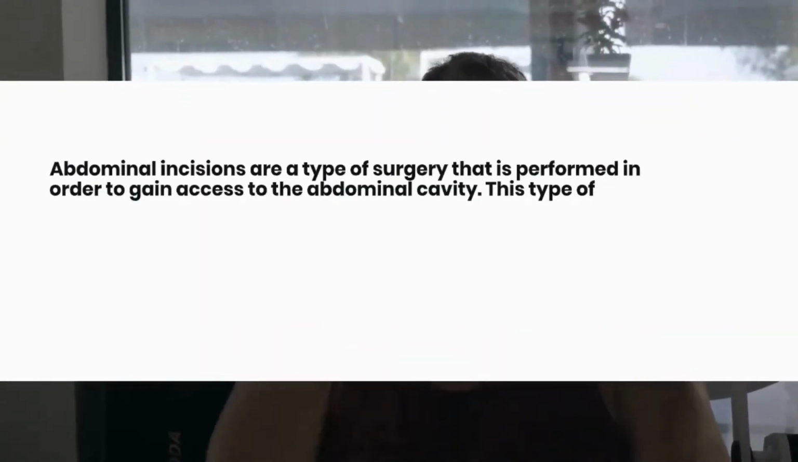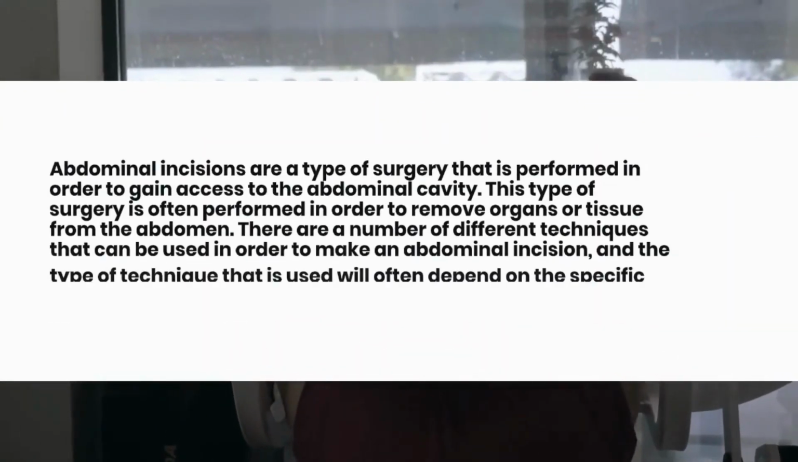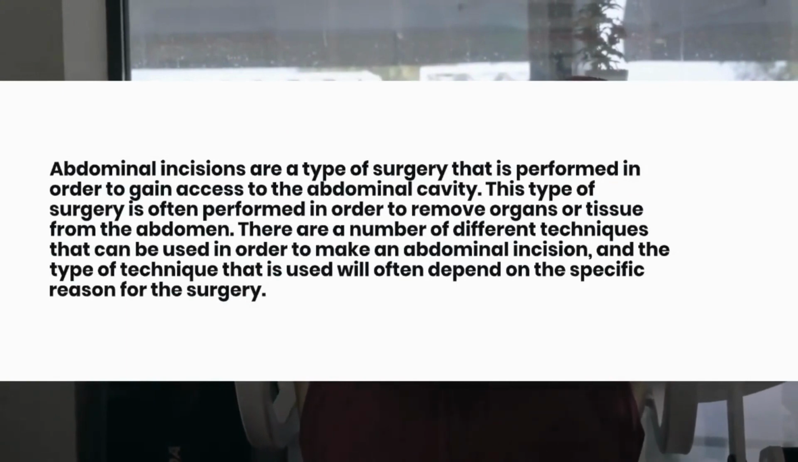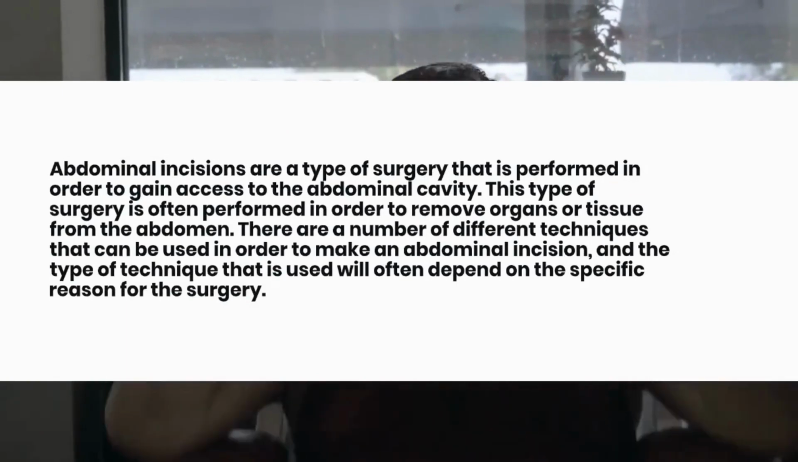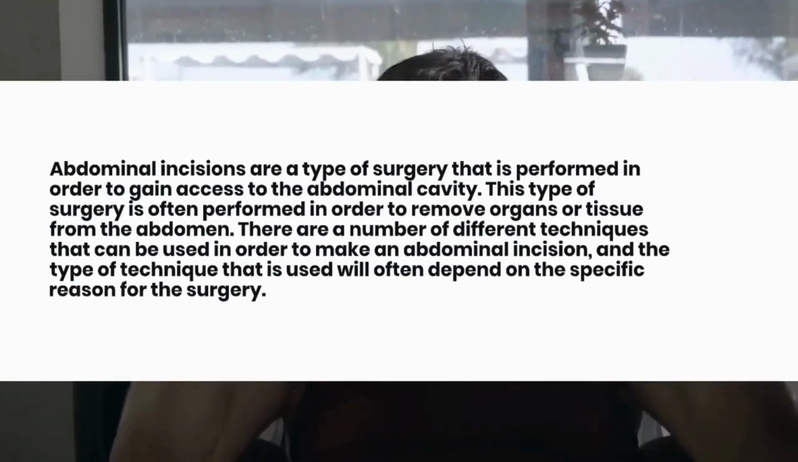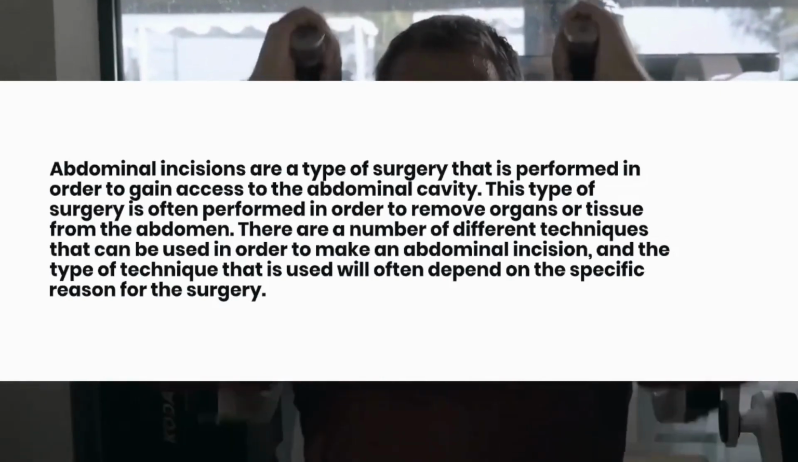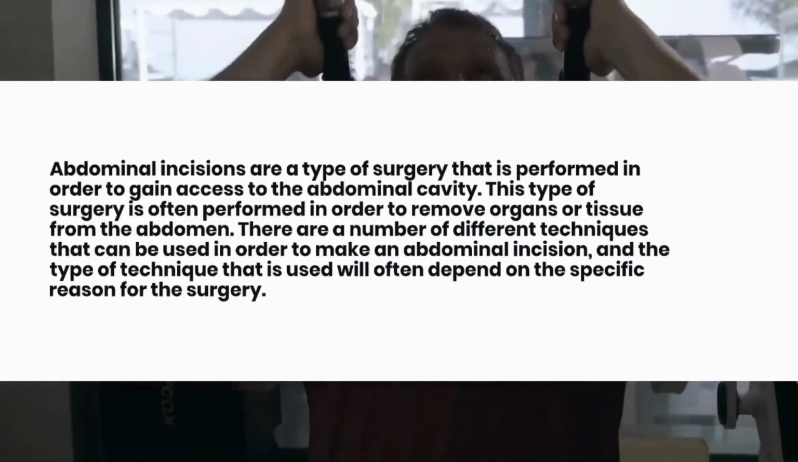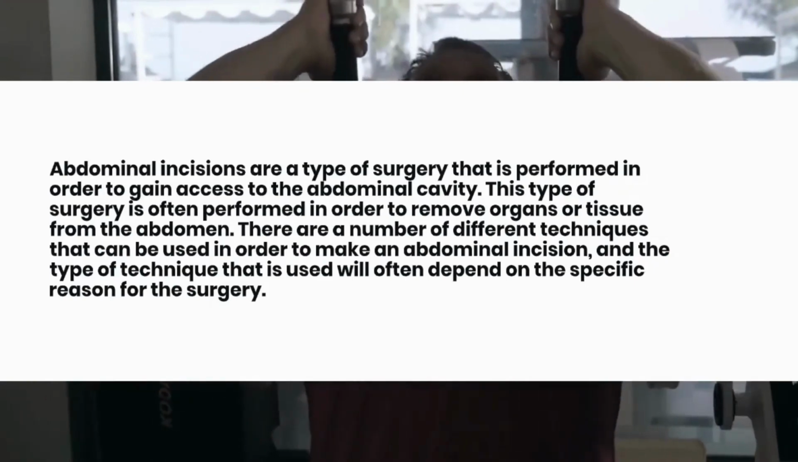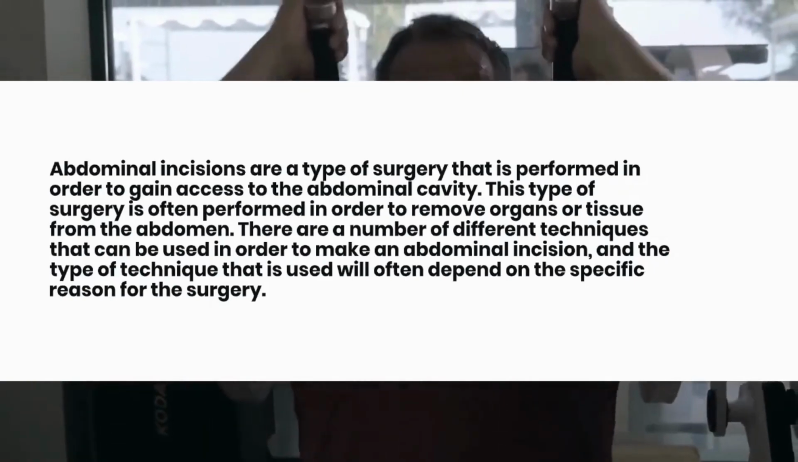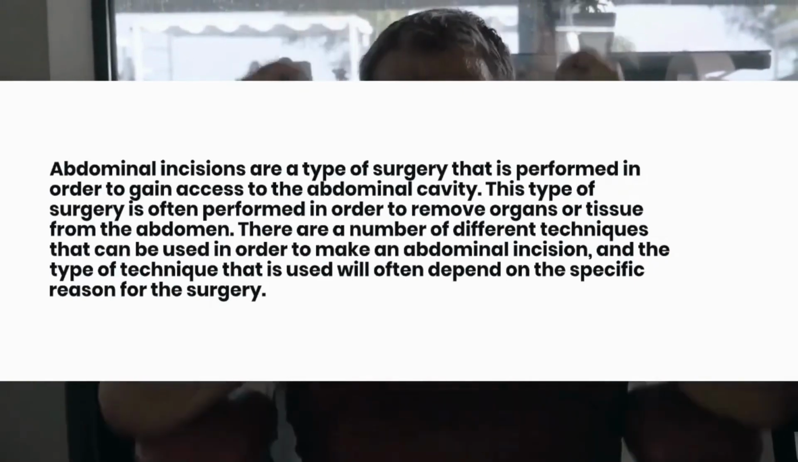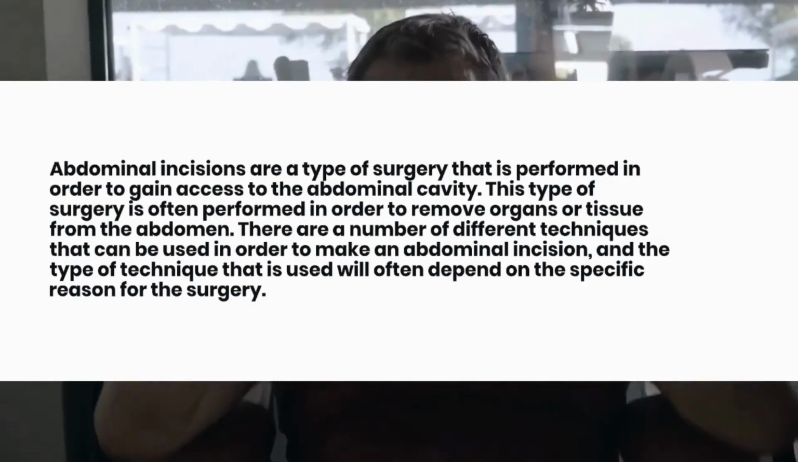Abdominal incisions are a type of surgery that is performed in order to gain access to the abdominal cavity. This type of surgery is often performed in order to remove organs or tissue from the abdomen. There are a number of different techniques that can be used to make an abdominal incision, and the type of technique that is used will often depend on the specific reason for the surgery.